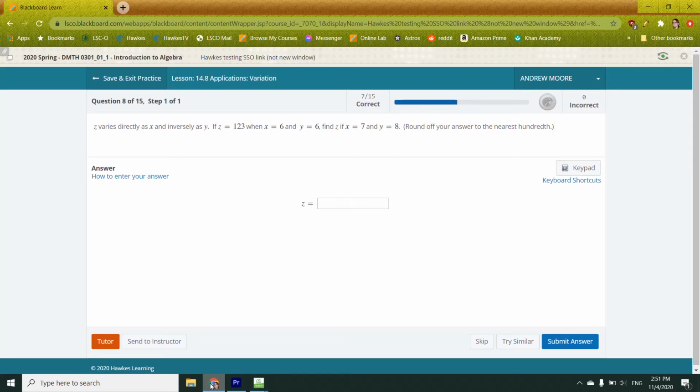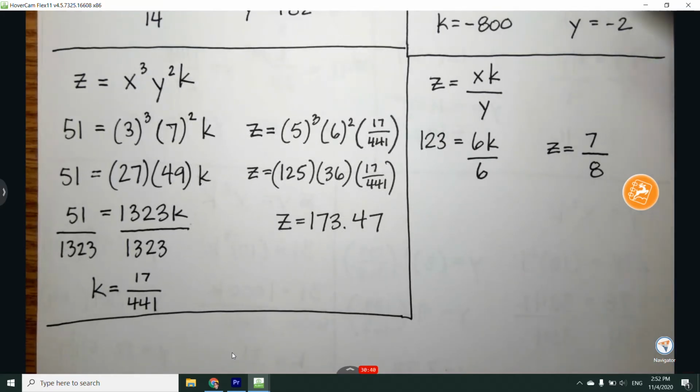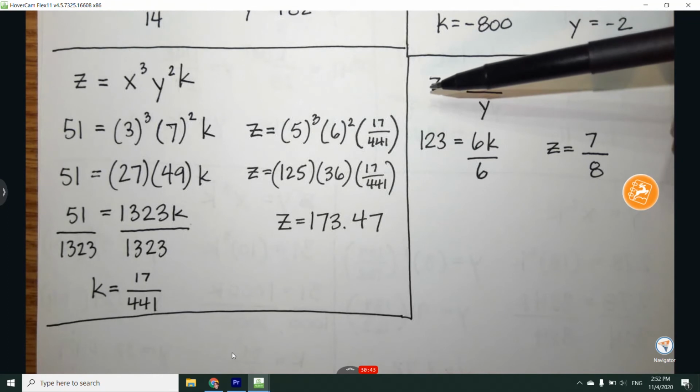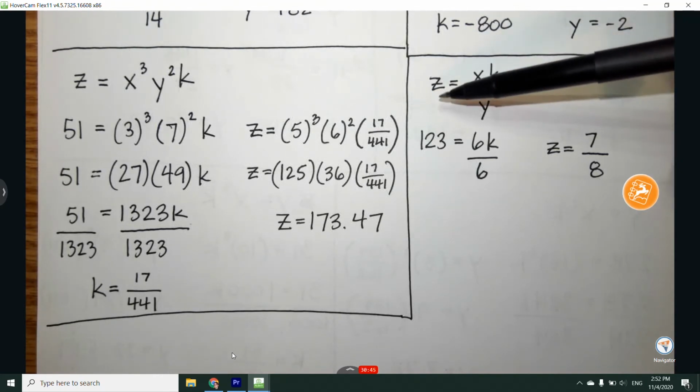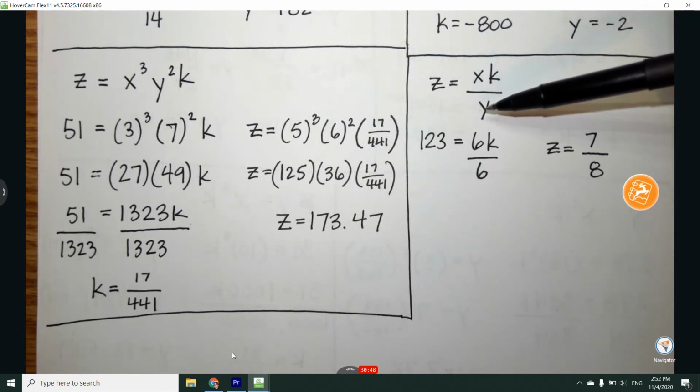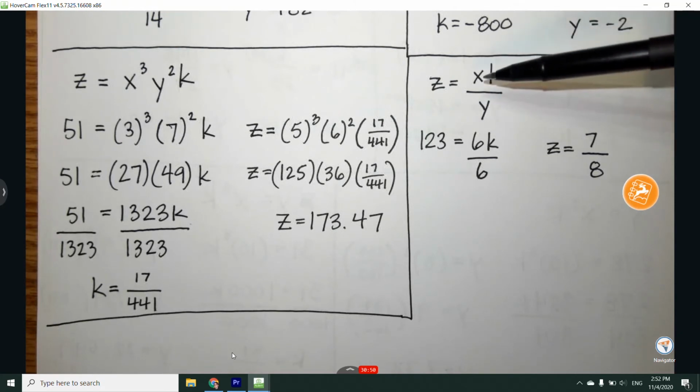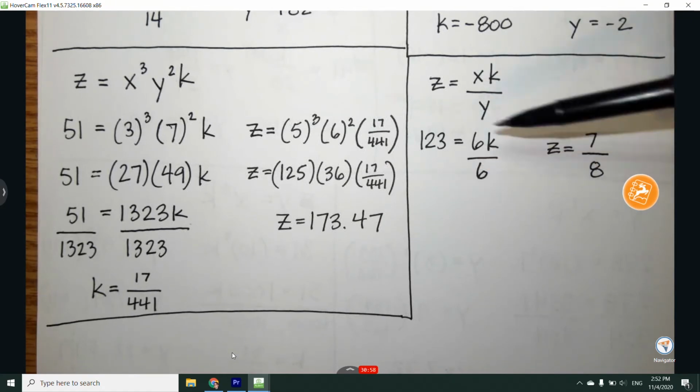Z varies directly as x and inversely as y. If z equals 123 when x equals 6 and y equals 6, find z if x equals 7 and y equals 8. Okay, so this one's kind of interesting. This is when it starts to get a little bit fun, because now we've got a directly in our problem, and then it says that z varies inversely as y. So directly and inversely, we know where to put them there. We got our constant in our problem. So it says that we plug in x is 6 and y is 6, and then our z is 123.